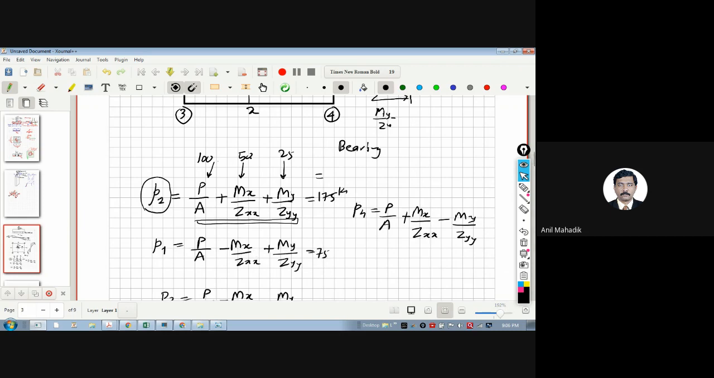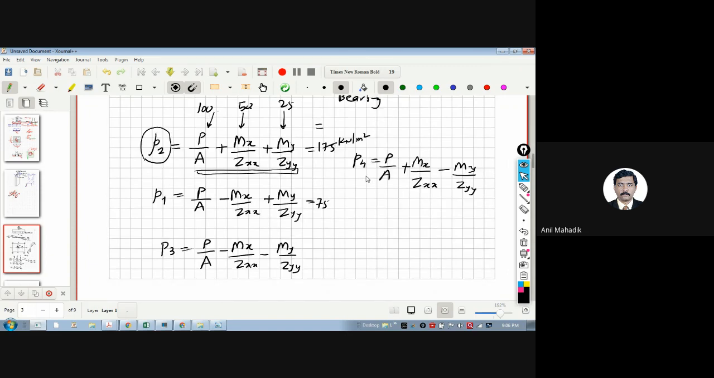These pressures are in kilonewton per meter square. In this case how much will it be? 100 minus 50 minus 25, that is 25. And in this case, 100 plus 50 minus 25, how much will it be? Getting? So this pressure is more and it should be less than SBC. Now this is already less, so there is no need to compare. That means point number 2 may be having more pressure.